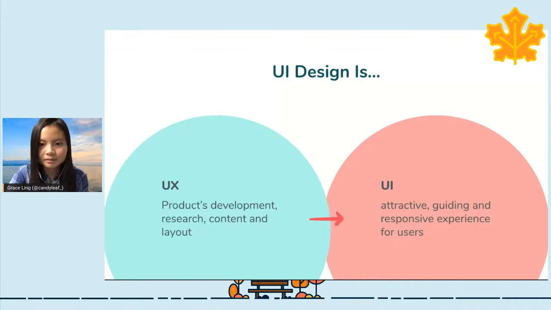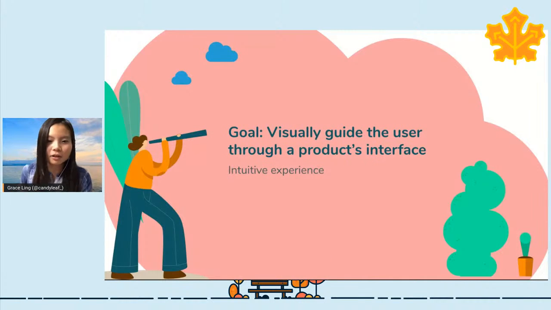The goal of UI design is basically to help the user understand how to get through the product, visually guiding the user through the product's interface, making it intuitive, easy to understand, and really pleasing to look at, and just enhancing the UX.